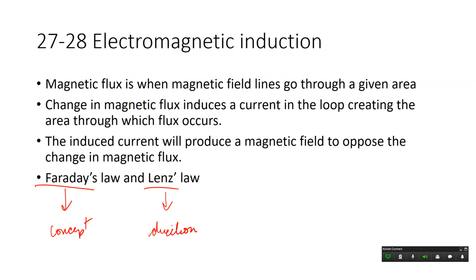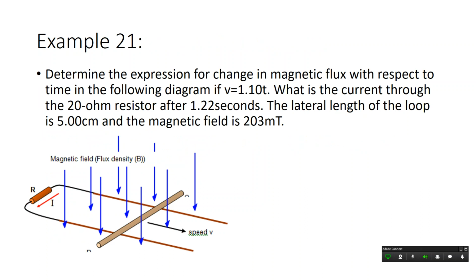And so of course we're going to do some examples. So the first example is going to be the following. Determine the expression for change in magnetic flux with respect to the following diagram. If velocity of this object, I'm going to explain this diagram in a second, is changing, what is the current, etc. So we saw this diagram in the notes, but I just kind of changed it so that I can make a problem out of it.